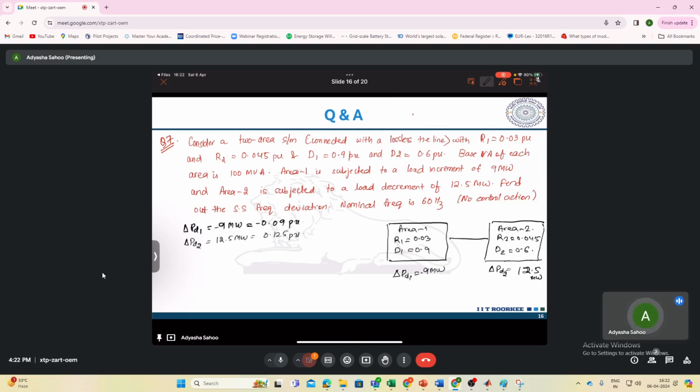So this frequency bias setting that we had seen, it was composite load. So it will be D1 plus D2 plus 1 by R1 plus 1 by R2. So that will be 1.5 plus 1 by R1 plus 1 by R2, which is 57.05, 0.55 per.